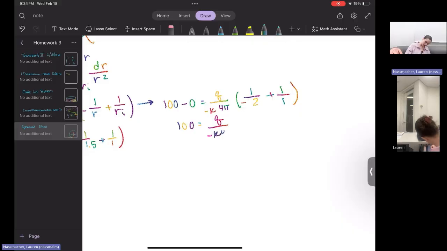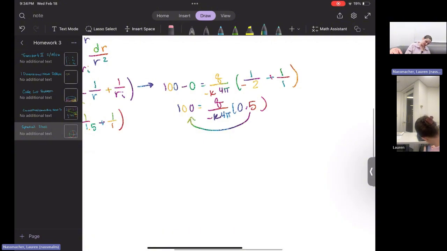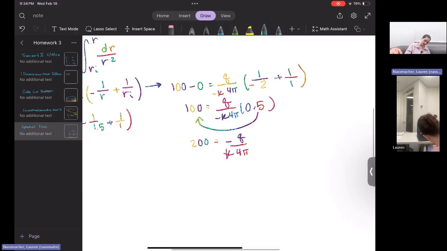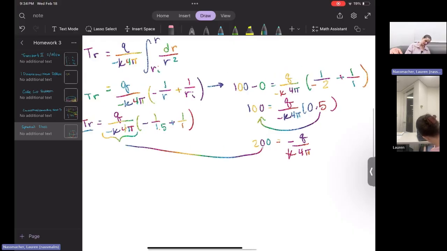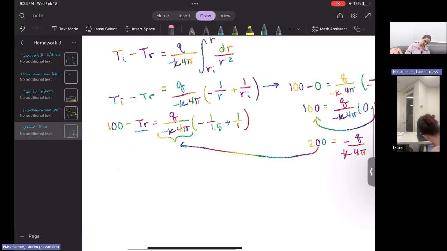And that's going to get you some pretty little numbers over here. Yes, indeed. Take that 0.5 divided, and we get 200 is equal to our negative heat conduction over thermal conductivity times 4 pi. So let's substitute that into this equation right here. And now we only have one variable that we need to find, which is perfect.